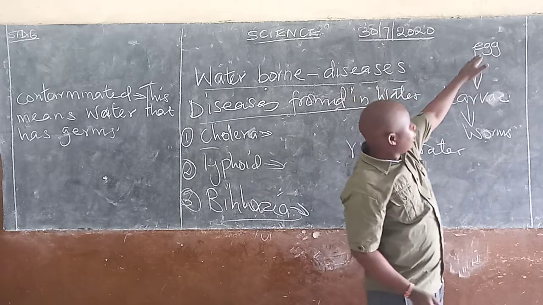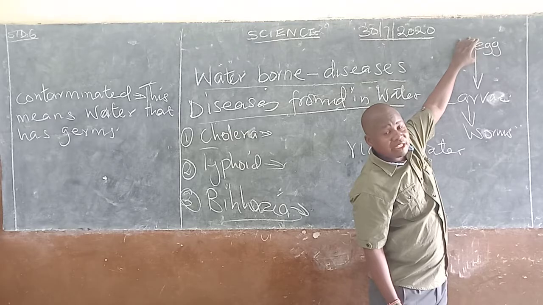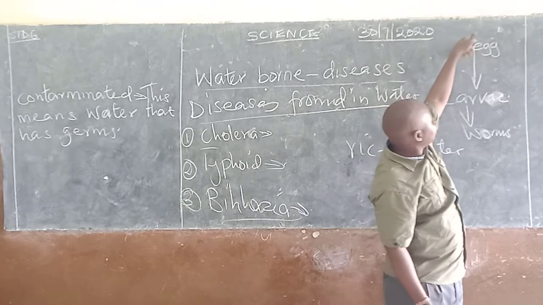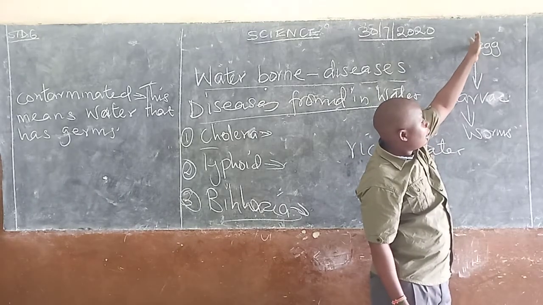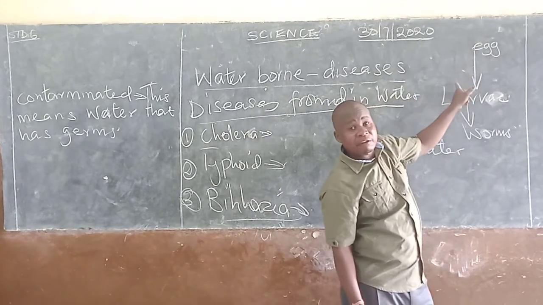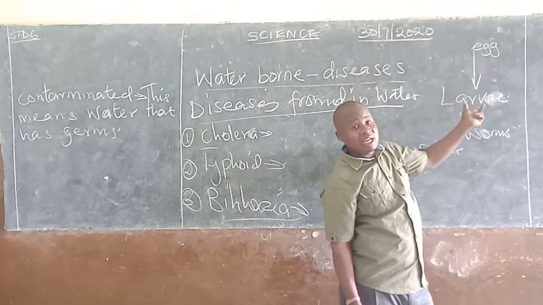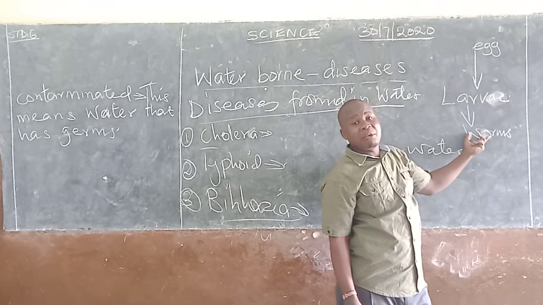So, remember, first of all, they are in eggs. After they have entered, somebody urinates or has feces, and the feces have eggs. Then the eggs will enter into the freshwater snail. Then here is when they will hatch into larvae. After hatching into larvae, they become worms.